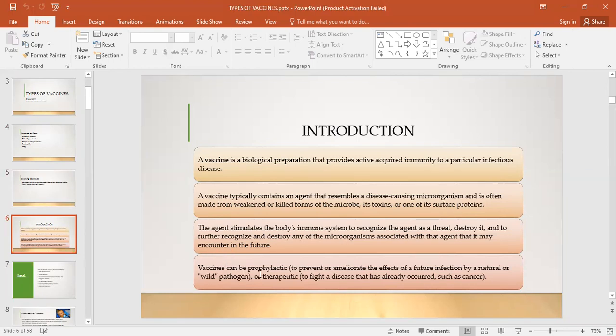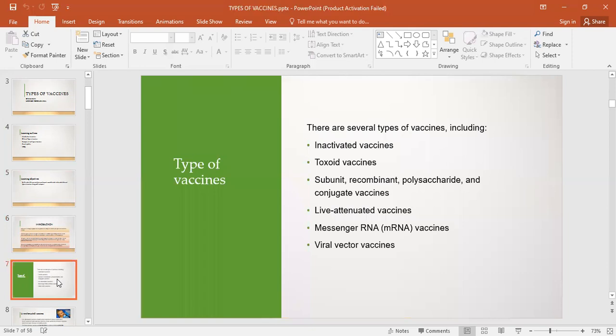Vaccines can be prophylactic, to prevent or ameliorate the effect of a future infection by a natural or wild pathogen, or may be therapeutic, to fight a disease that has already occurred, such as cancer. There are several types of vaccine: inactivated vaccine, toxoid vaccine, subunit, recombinant, polysaccharide and conjugate vaccine, live attenuated vaccine, messenger RNA vaccine, and viral vector vaccines.